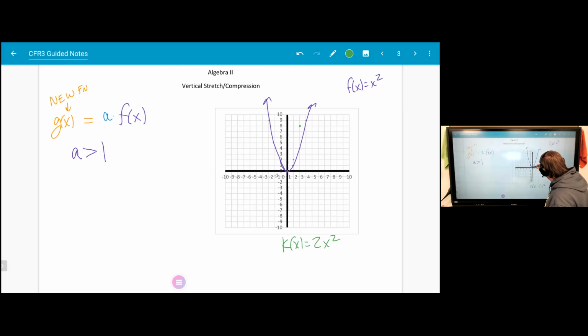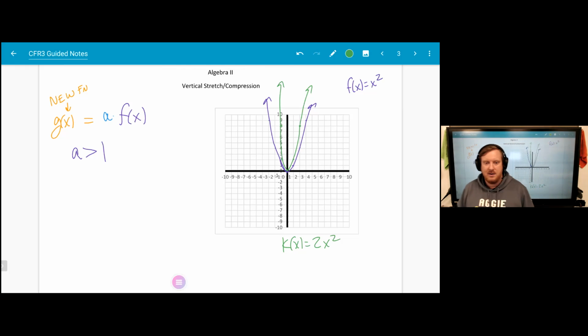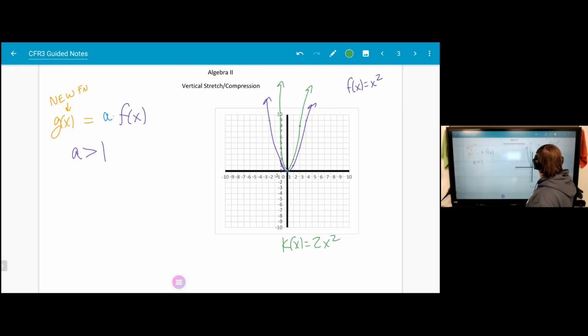And what do we got going on here? Oops, that was not even close. Let's try that again. What has happened here? It's narrower. Oh, I just put this on the wrong line. Hold on.